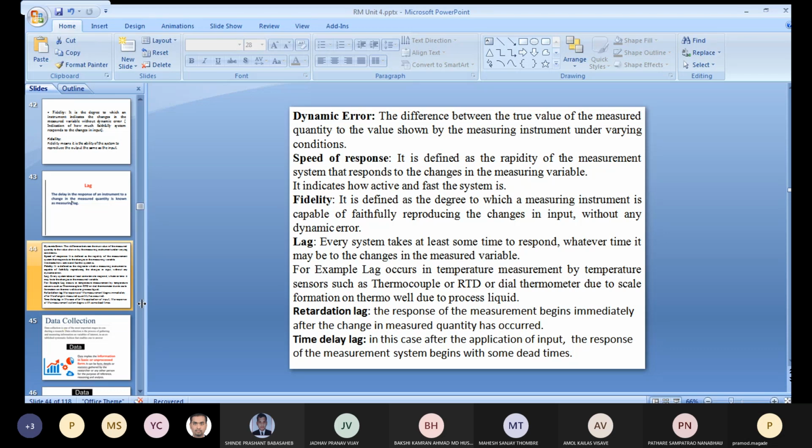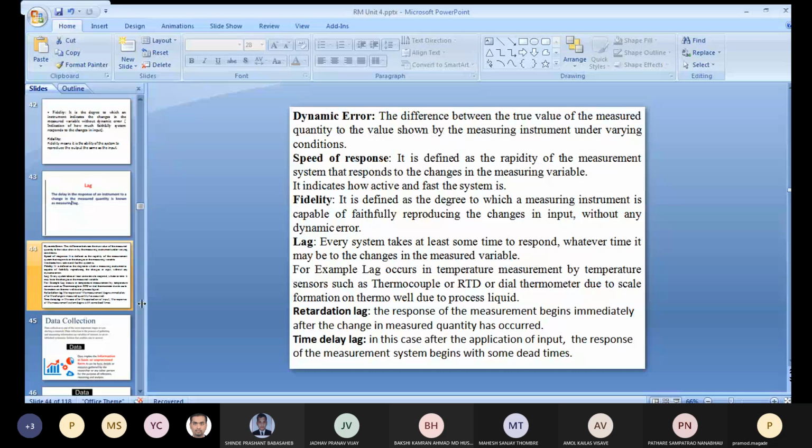So there are two types in case of lag. One is retardation lag, and the second one is time delay lag. The example told by Prashant will be related to time delay lag. Retardation lag means the response of the measurement begins immediately after the change in the measured quantity has occurred. So that will be the retardation lag.